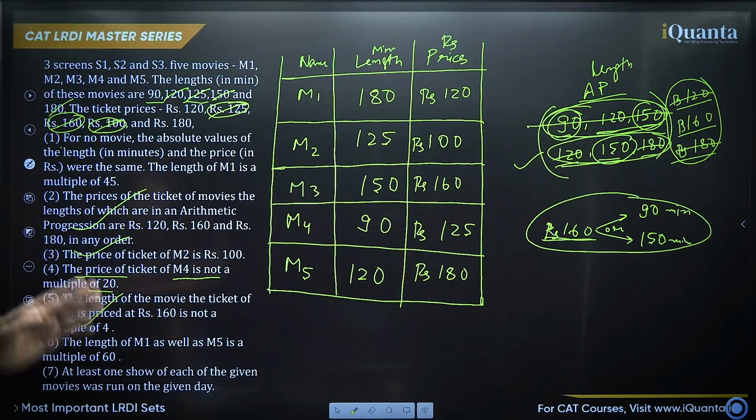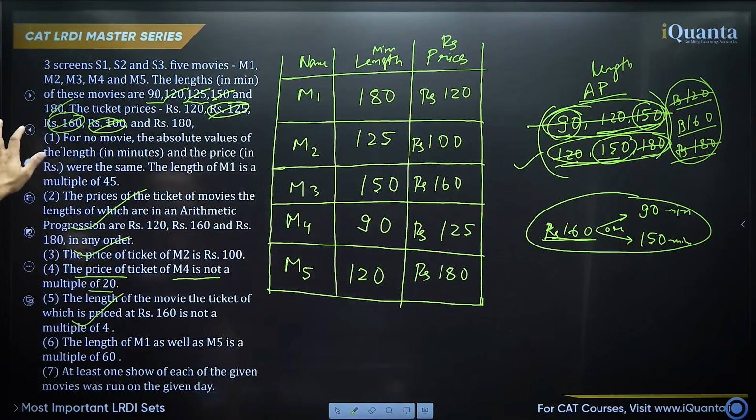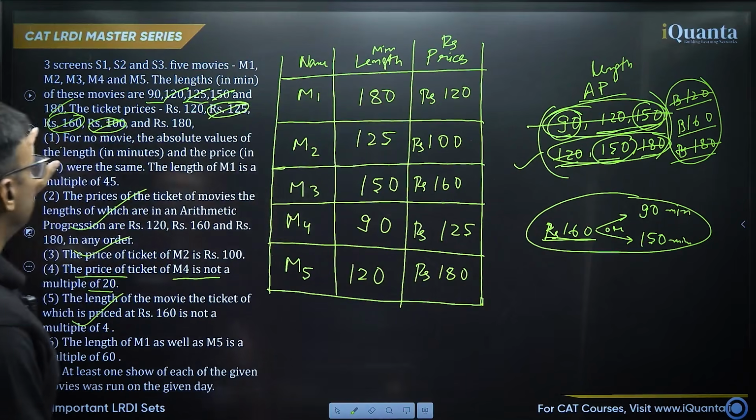Right, so we have completed our table. There's no mention of any screen, so we don't need it. So the question is done. Just take a look at the questions. And so the resolution is done. We have resolved the data. This was a pretty easy question, okay?